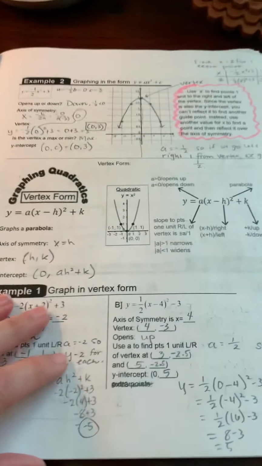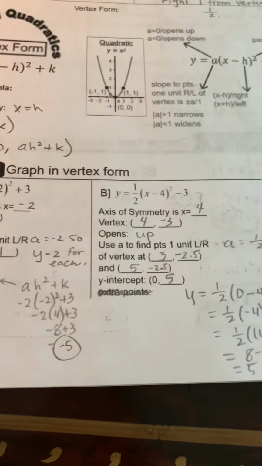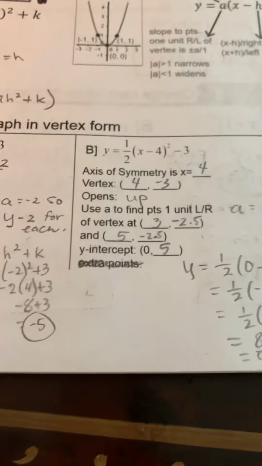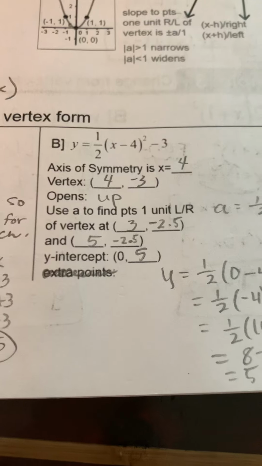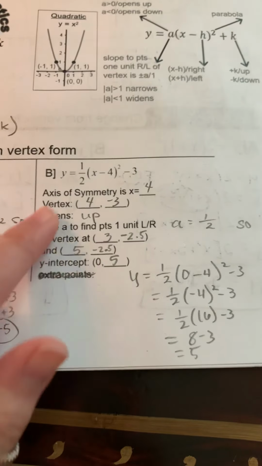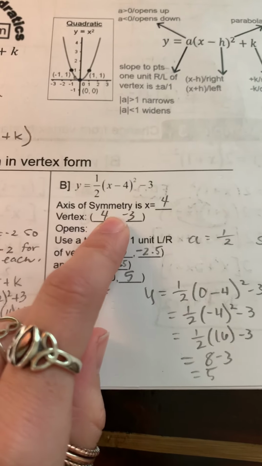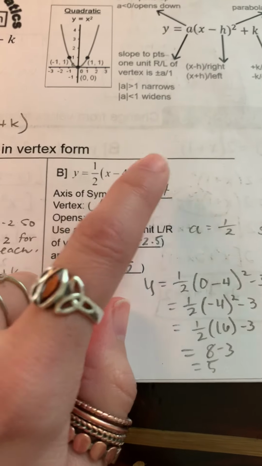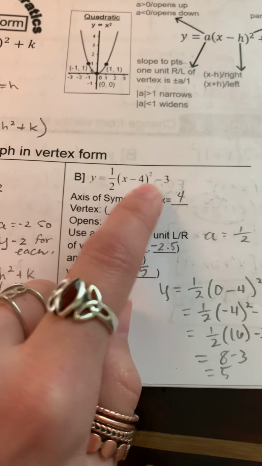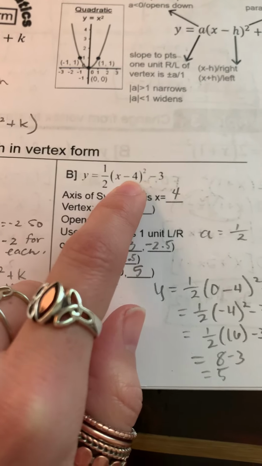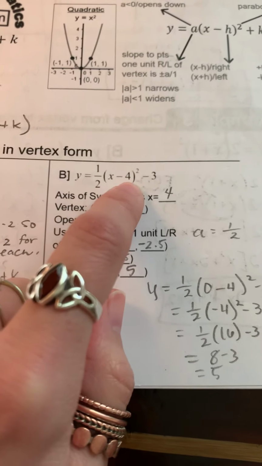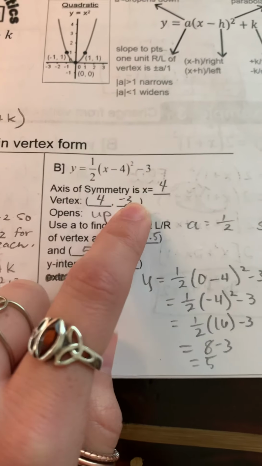Same goes for vertex form as well. Here we're looking at it a little bit more algebraically, so that could be kind of important too. Here our vertex is 4, -3. This is easier to find, right? We don't have to do quite as much math. In vertex form, it's right here in front of us. H is 4, K is -3.